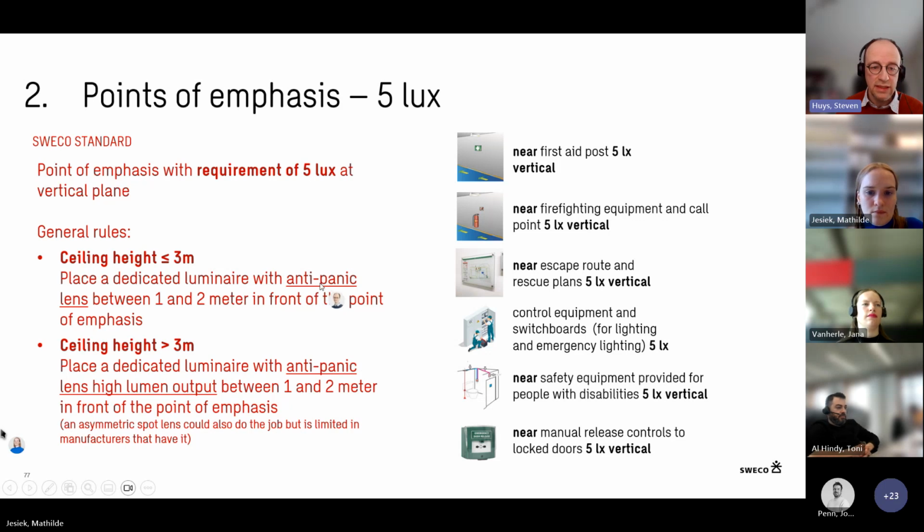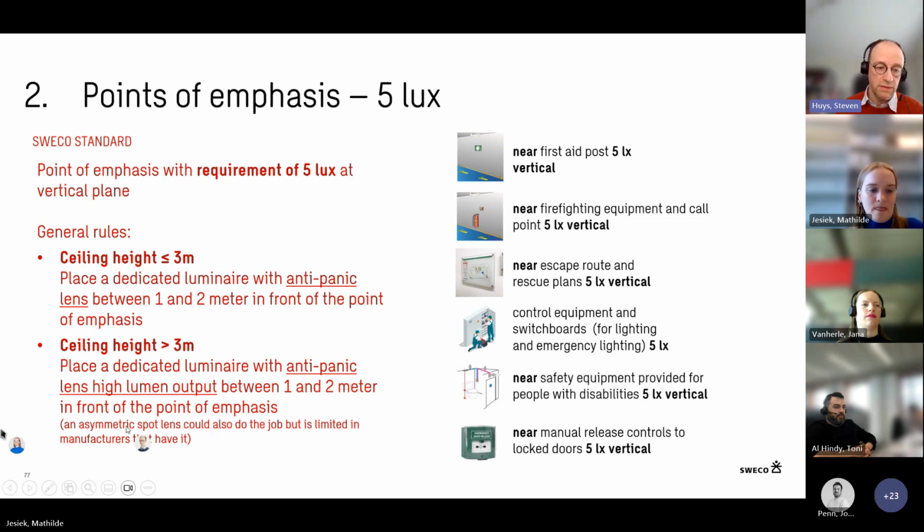standard anti-panic lens with a standard lumen output. Then you should have one with a higher lumen output, because you don't have the 5 lux at the fire hose, for example, or at the fire buttons. And then you need a higher lumen output.